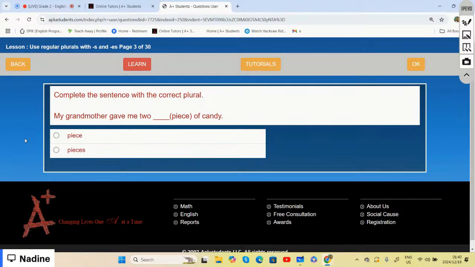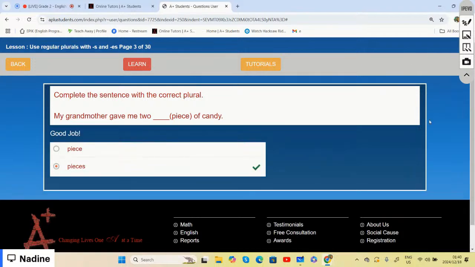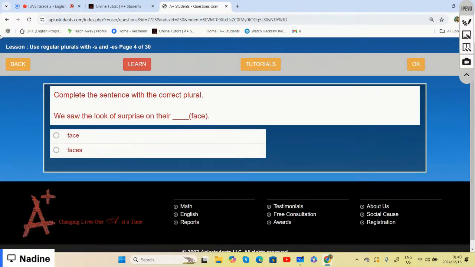And if we were to choose the correct option, then we can say pieces. Well done. Pieces is the plural form of piece. It refers to more than one piece. Well done. Pieces is correct.